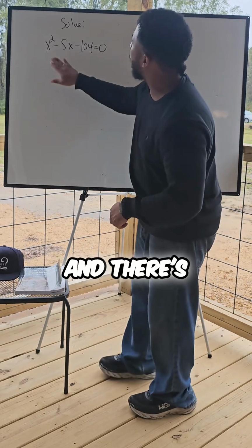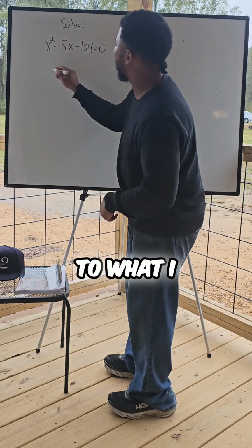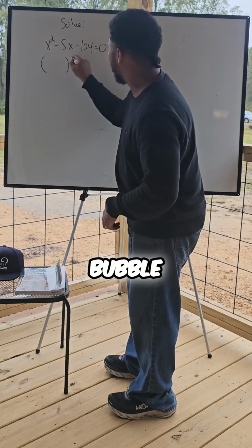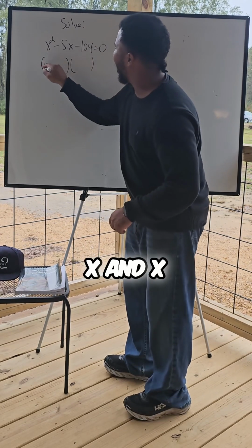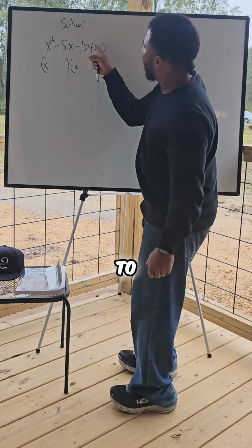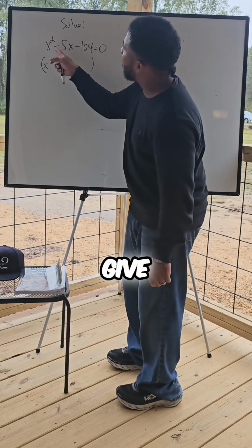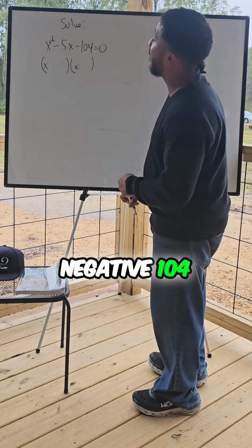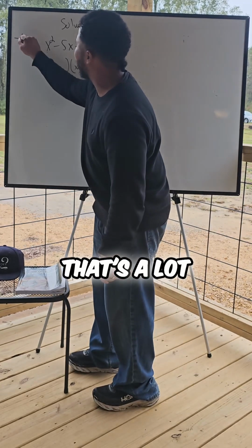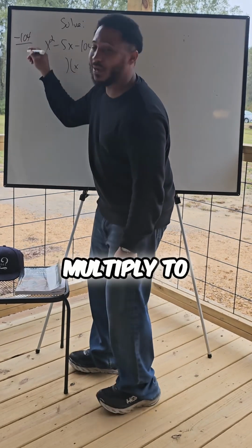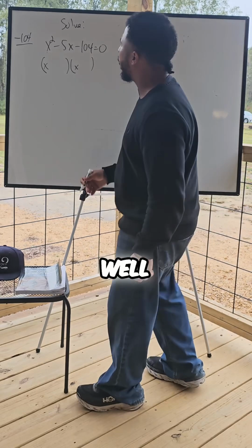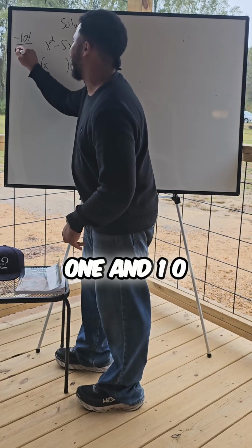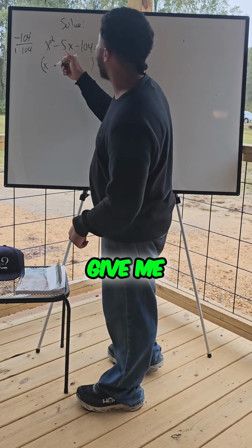When factoring and there's a 1 in front of the x squared, we can go straight to what I call double bubble, okay? X and X. Now we need numbers that multiply to give me the constant term and add to give me that middle coefficient. So, I need numbers that multiply to give me negative 104. Whew, that's a lot. Let's try it. What numbers multiply to give me negative 104? Well, first, 1 and 104, those don't add to give me negative 5 though.